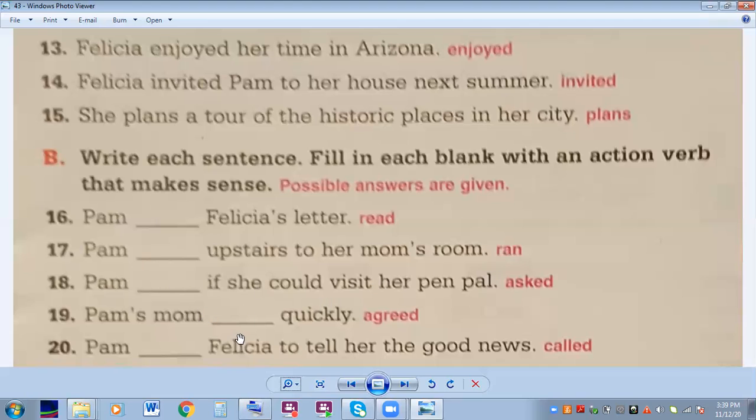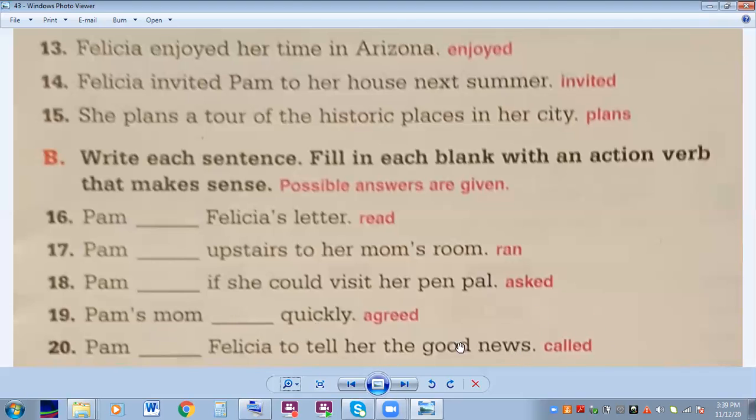Pam's mom agreed quickly. Their answer is agreed. Pam's mom blank quickly. Pam's mom laughed quickly. Maybe Pam's mom thought it was funny that she couldn't visit. Maybe Pam's mom thought it was funny that she wanted to go. Pam's mom answered quickly. Okay. Pam blanked Felicia to tell her the good news.